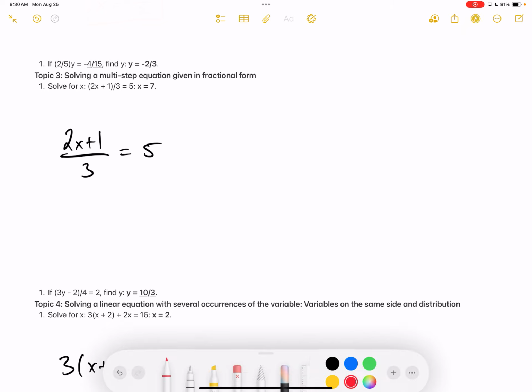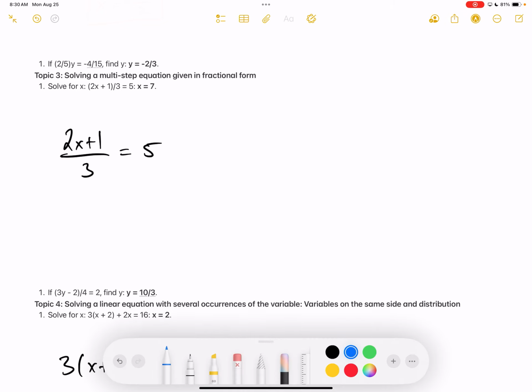This next one, again, it's just a fraction. It's a 3 on top. There's only one fraction on this one. So I'm just going to multiply both sides by 3. Okay. So here I have a 3 on top and a 3 on bottom. They cancel out, and I get 2x plus 1 equals 6.